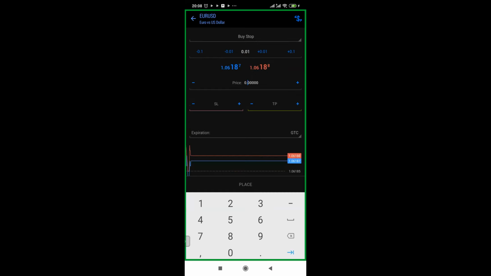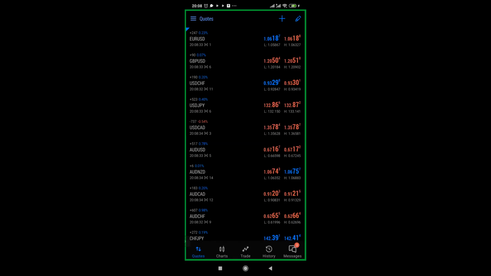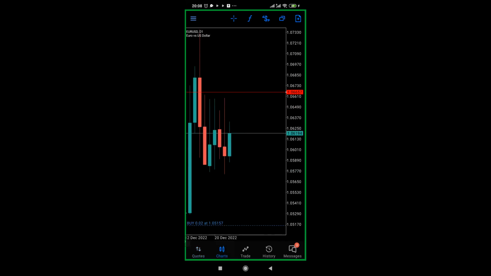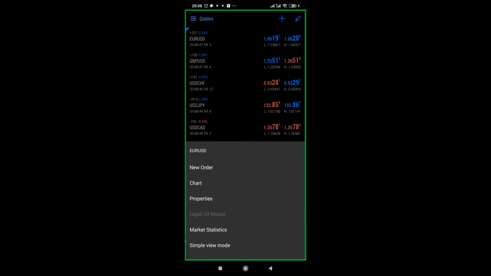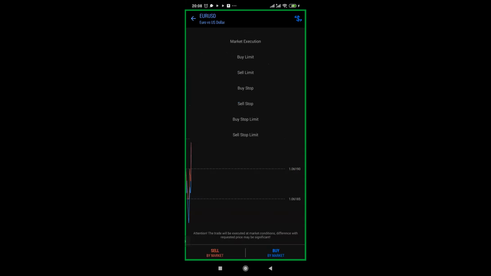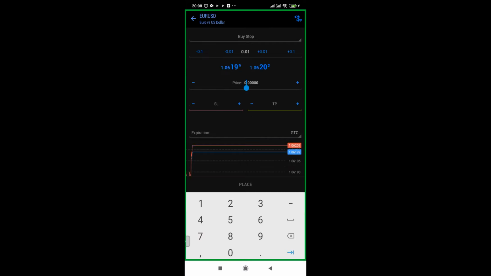So let's quickly check out the price real quick. That is 1.06657, right? Once you do that, you click on place.